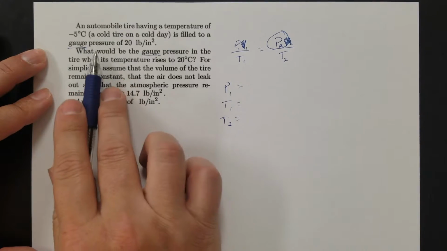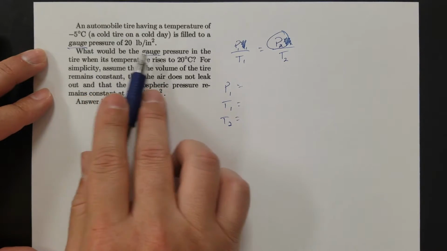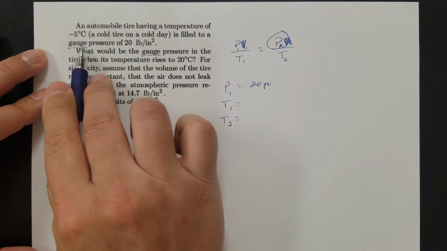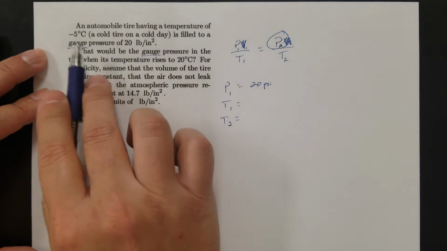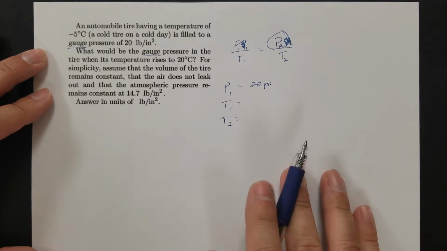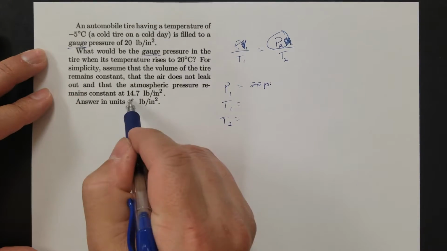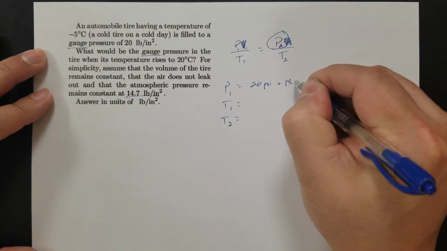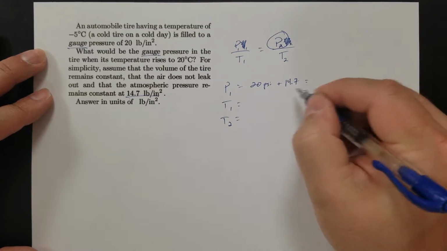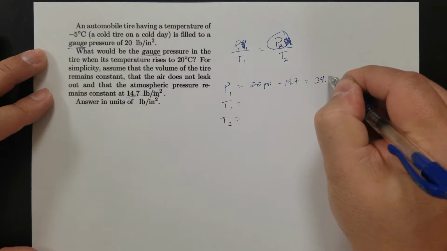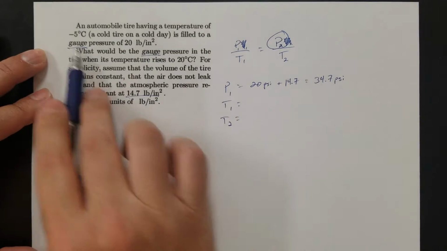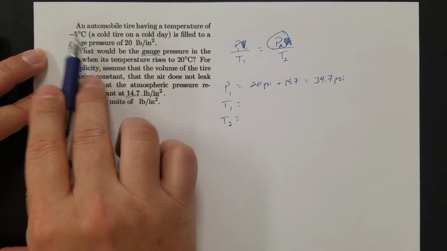So P1 is going to be my initial pressure. So that's 20 psi, but that's a gauge pressure. Gauge pressure means 0 is atmospheric pressure. So I need to add on the atmosphere. I'm going to add whatever my pressure was plus the atmosphere, which is 14.7. So that gives me 34.7 psi.